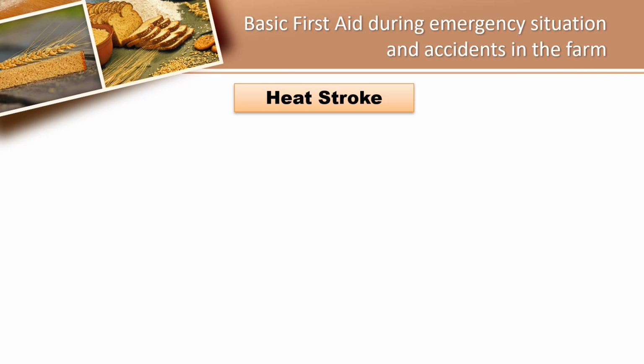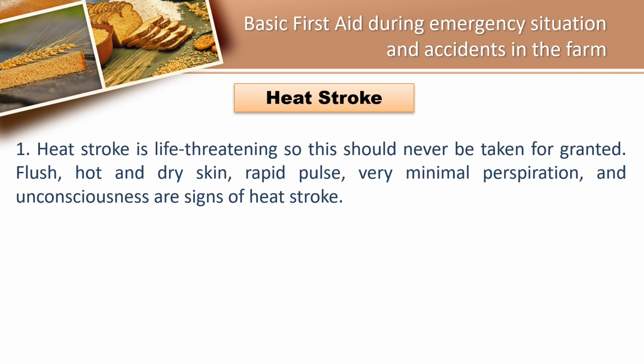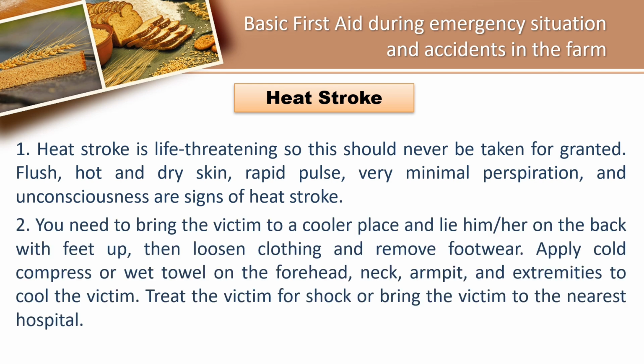Heat stroke. 1. Heat stroke is life-threatening, so this should never be taken for granted. Flushed, hot and dry skin, rapid pulse, very minimal perspiration, and unconsciousness are signs of heat stroke. 2. You need to bring the victim to a cooler place and lay him or her on the back with feet up, then loosen clothing and remove footwear. Apply a cold compress or wet towel on the forehead, neck, armpit, and extremities to cool the victim. Treat the victim for shock or bring the victim to the nearest hospital.